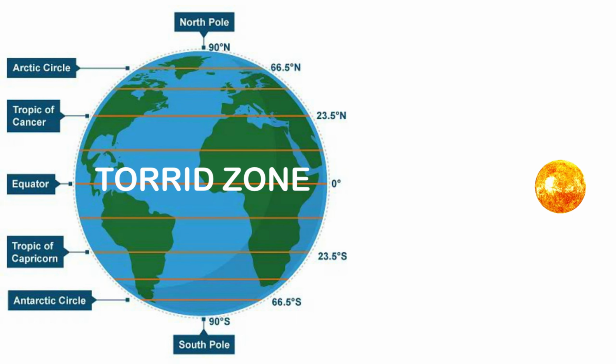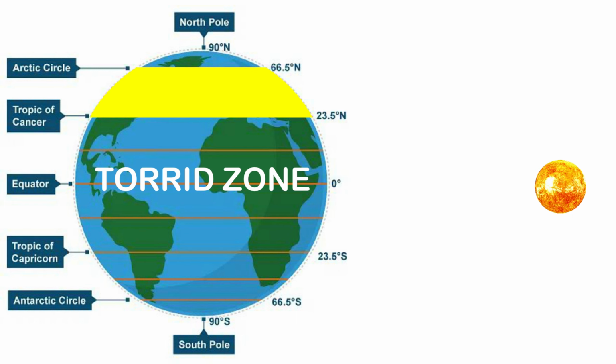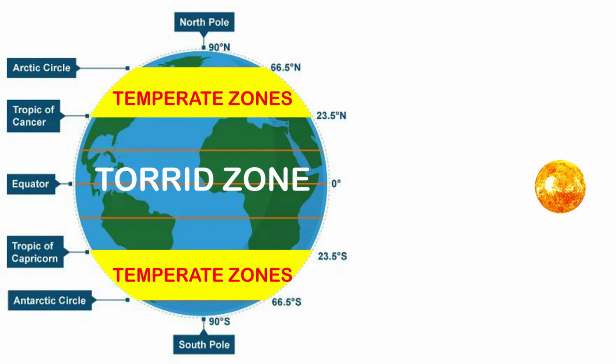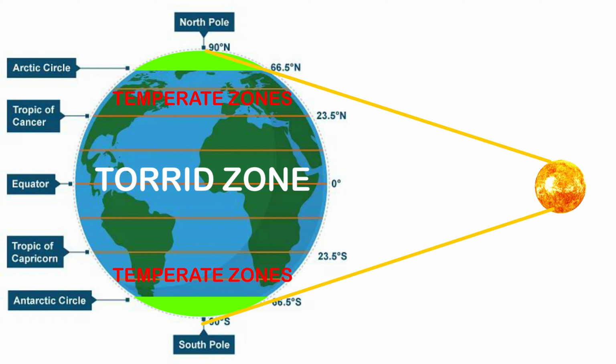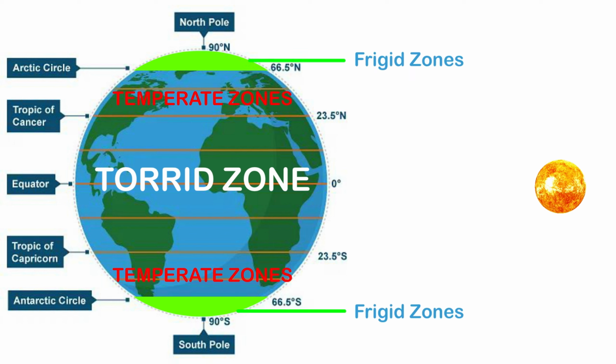As such, the areas bounded by the Tropic of Cancer and the Arctic Circle in the northern hemisphere and the Tropic of Capricorn and the Antarctic Circle in the southern hemisphere have moderate temperatures. These are therefore called temperate zones. Areas lying between the Arctic Circle and the North Pole in the northern hemisphere and the Antarctic Circle and the South Pole in the southern hemisphere are very cold. It is because here the sun does not rise much above the horizon. Therefore, its rays are always slanting and provide less heat. These are therefore called frigid zones, which are very cold.